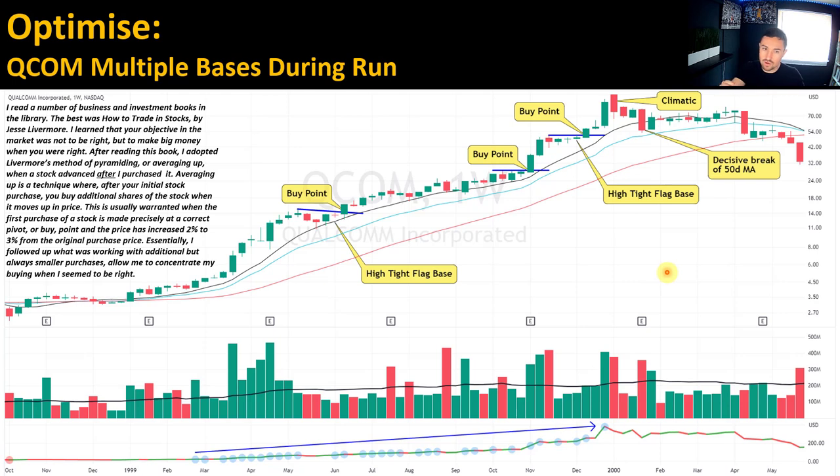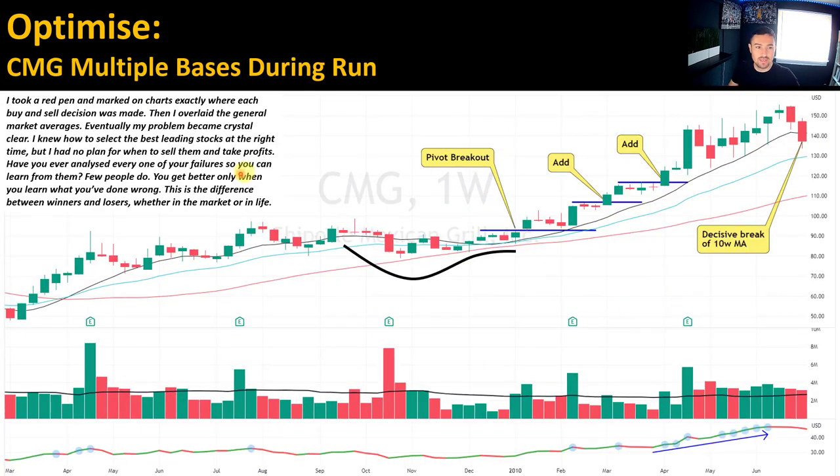So hopefully you're starting to spot climactic behavior and change of character behavior in terms of bearish synchronicity through moving averages. CMG, I took a red pen and marked on charts exactly where each buy and sell decision was made. I then overlaid the general market averages. Eventually, my problem became crystal clear. I knew how to select the best leading stocks at the right time, but I had no plan for when to sell them and take profits.